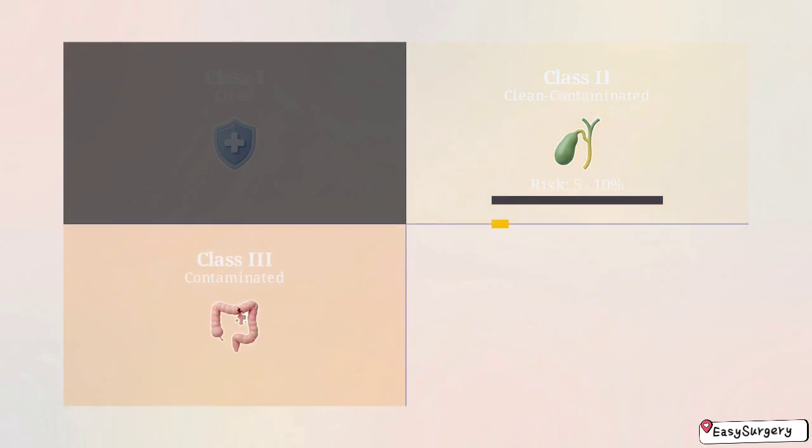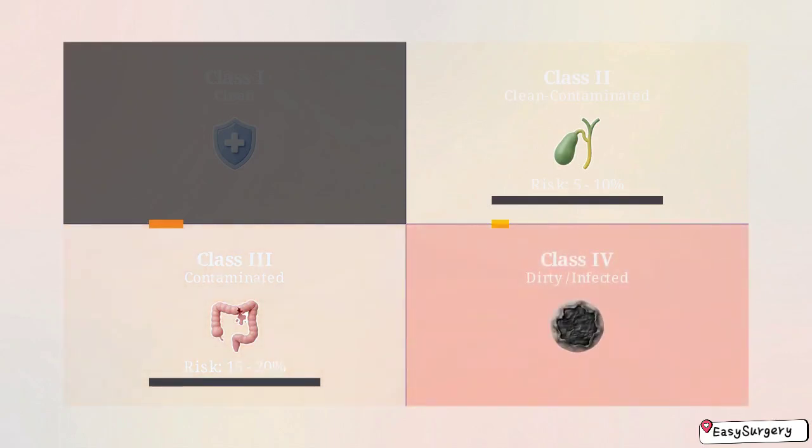Class 3 designates contaminated wounds. This occurs with fresh traumatic injuries, instances of gross GI spillage like a ruptured bowel, or a major break in sterile surgical technique. Here, the probability of infection jumps to 15 to 20%.